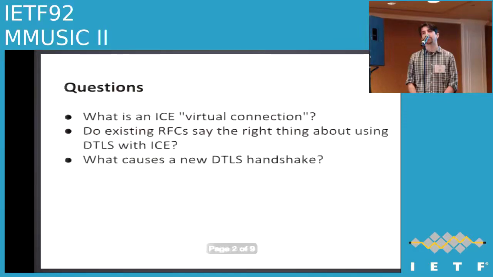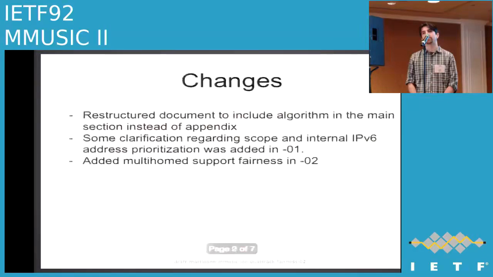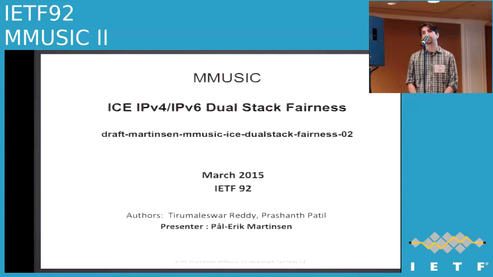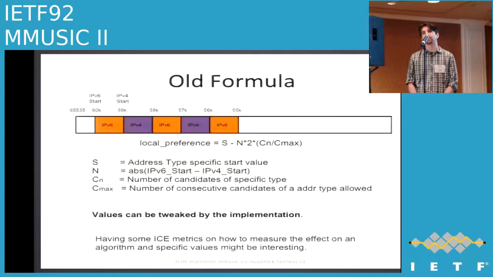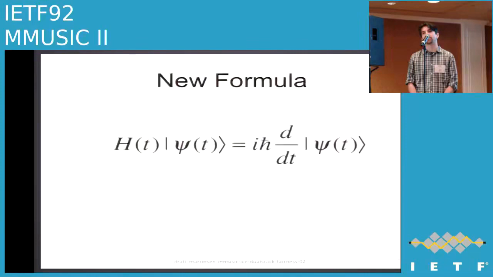The most important thing is that in the 02 draft, we added multi-home support. Next draft. This is the old formula, which is there. Next one. This is actually the Schrödinger wave transform. Next one. So we added a little stuff to the end that would enable multi-home support for this. So you could mark the interface as reliable or unreliable and prioritize the reliable interfaces when you're doing connectivity checks. Next slide.